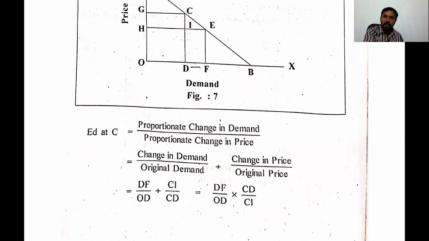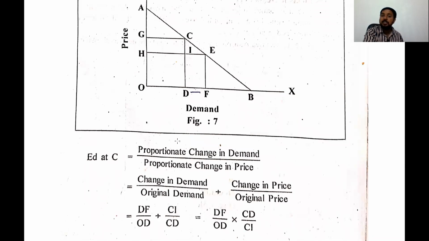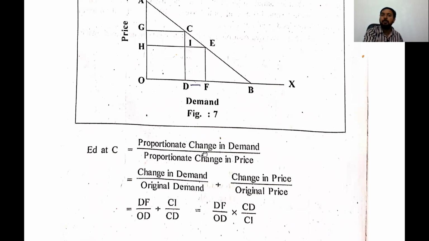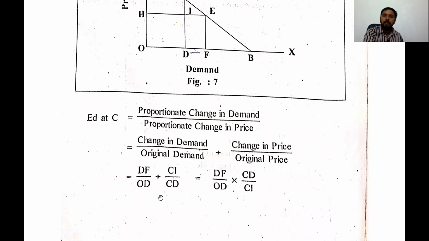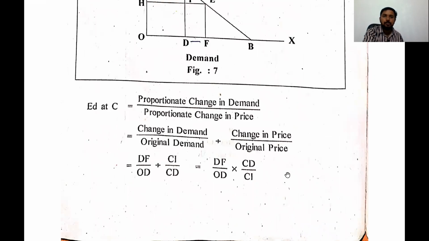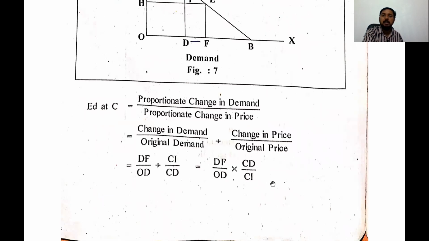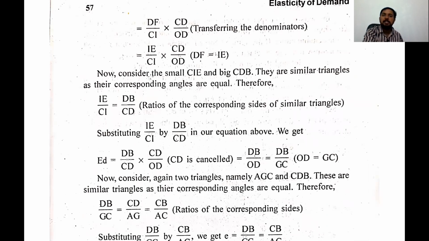Now, what is the elasticity of demand at C? We are given the formula over here. You know the formula very well: proportionate change in demand divided by proportionate change in price. We can also say: change in demand divided by original demand, divided by change in price divided by original price. Here it is given in symbolic form. Transferring the denominators and simplifying, we get IE divided by CI multiplied by CD divided by OD.